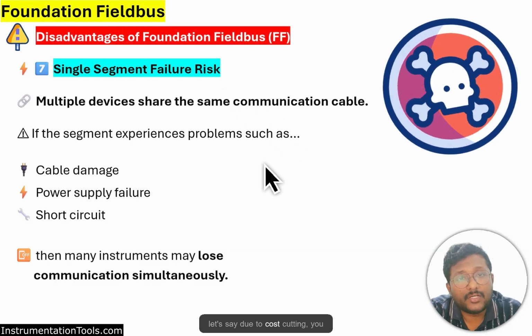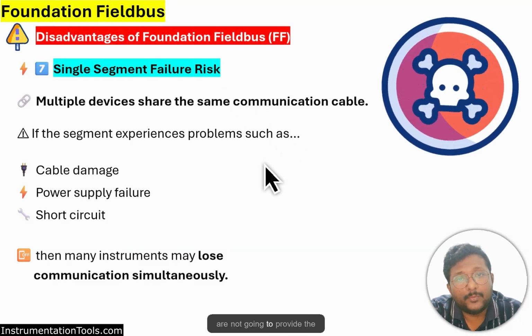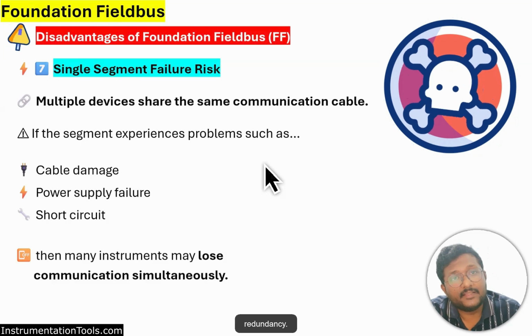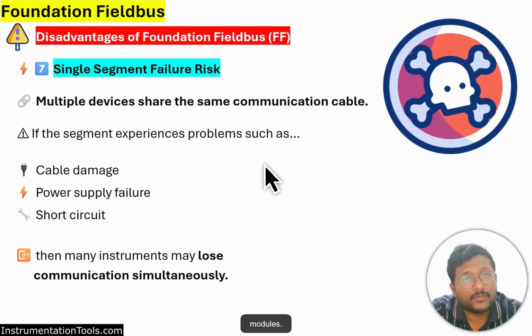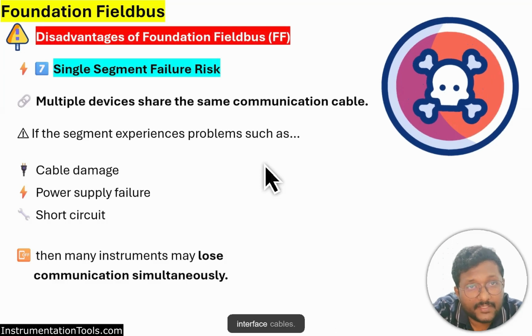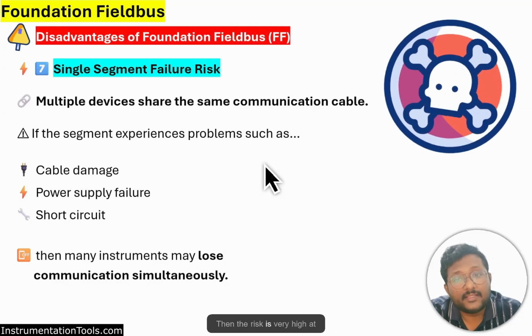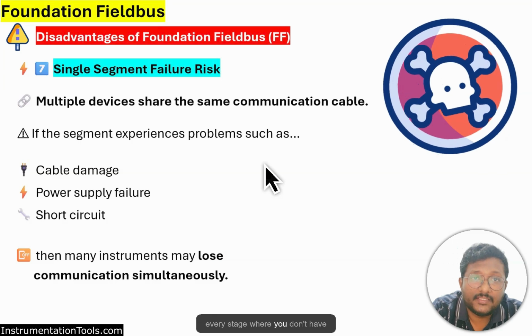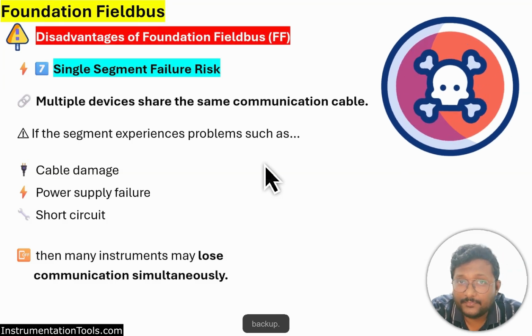Let's say due to cost cutting, you're not going to provide redundancy. You're not using two fieldbus modules. You're not using two fieldbus interface cables. Then the risk is very high at every stage where you don't have the backup.